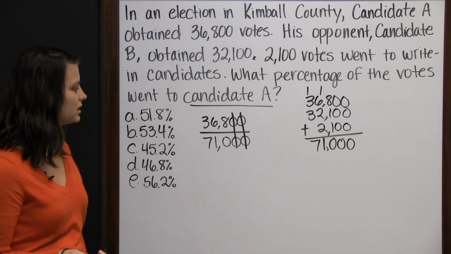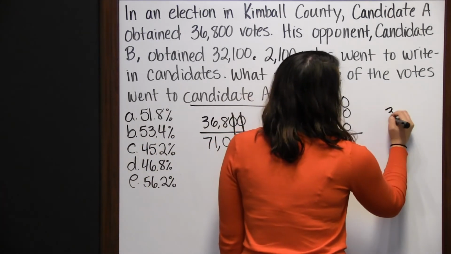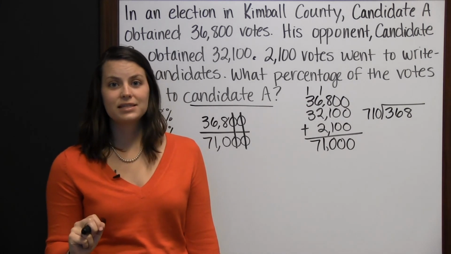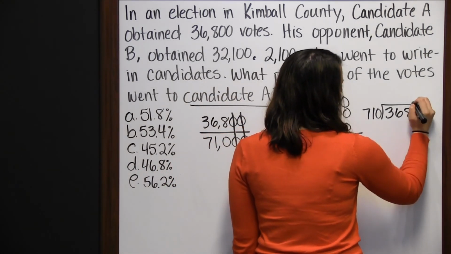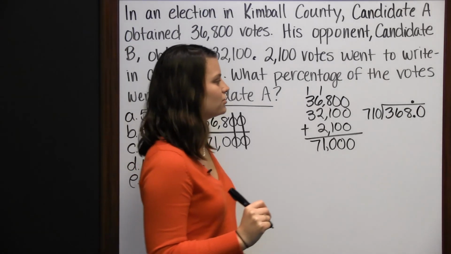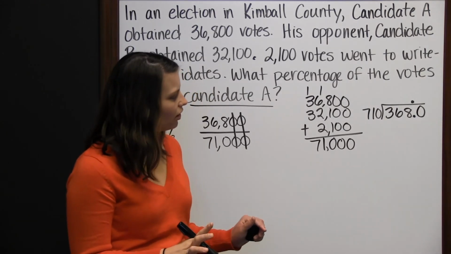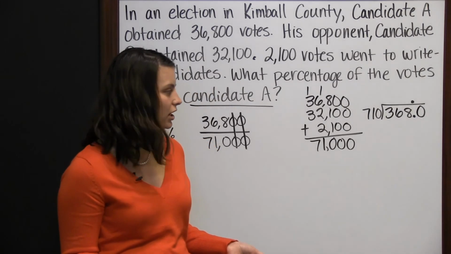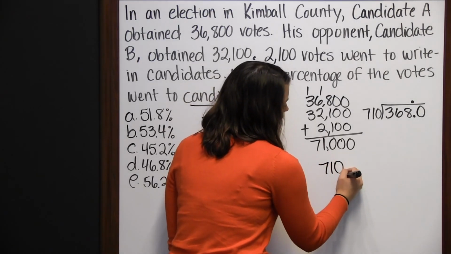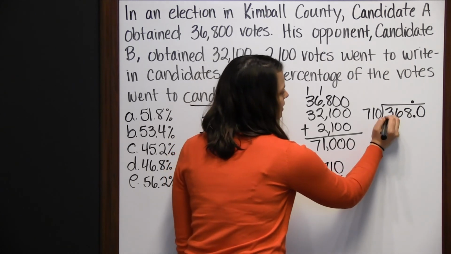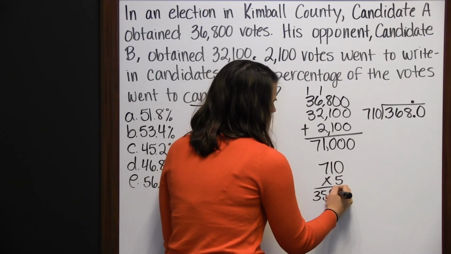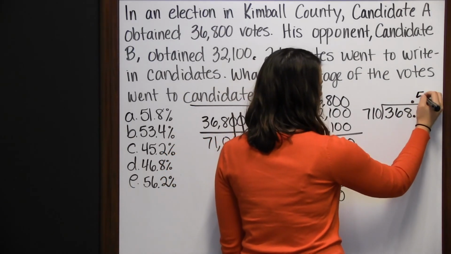So we need to divide 368 by 710. Well, 710 doesn't go into 368 at all, which means I'm going to have to add a decimal and a zero. And now I can divide 710 into 3,680. So I can use compatible numbers here, and 710 is very close to 700. 700 times 5 would be 3,500. So I'm thinking 710 is going to go about 5 times into 3,680. So let me multiply this. We get 0, and that's 5, and that's 35. So 3,550. Yep, looks good. So that's 5.